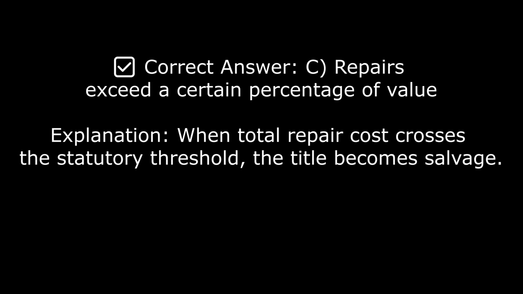22. The repair estimate must include A. Insurance rates, B. Labor, parts, materials, and sublet items, C. Only paintwork, D. Vehicle resale value. Correct answer, B. Labor, parts, materials, and sublet items. Explanation: these components represent the total repair cost for the claim.